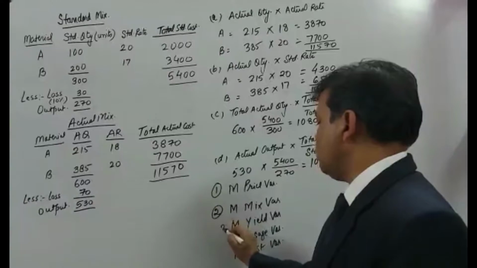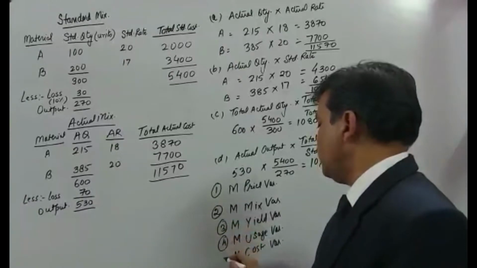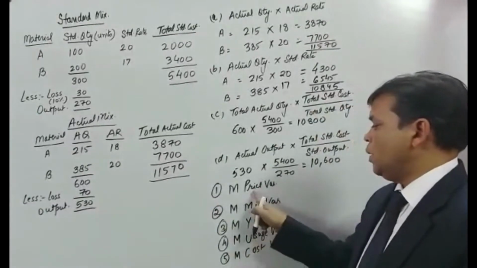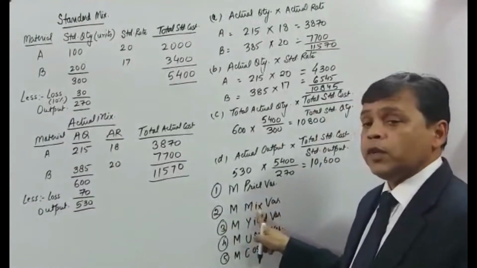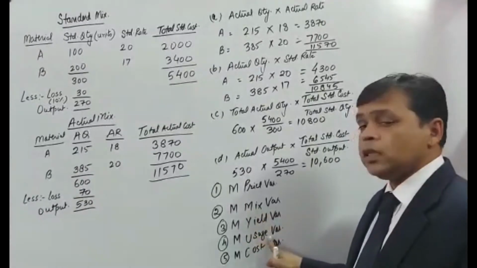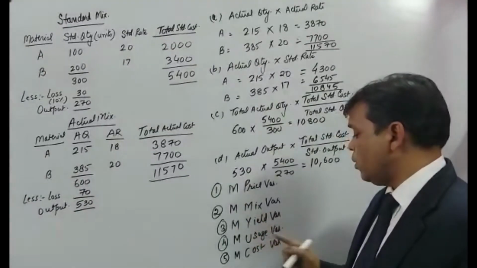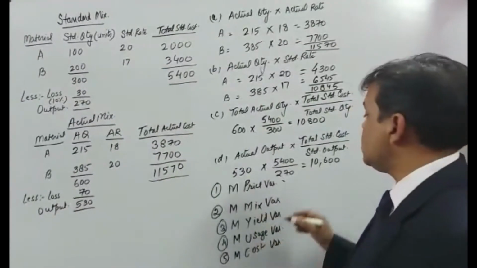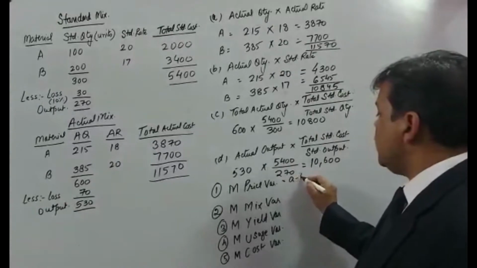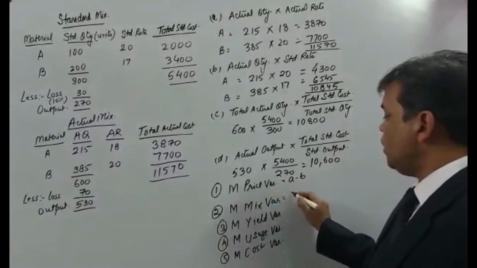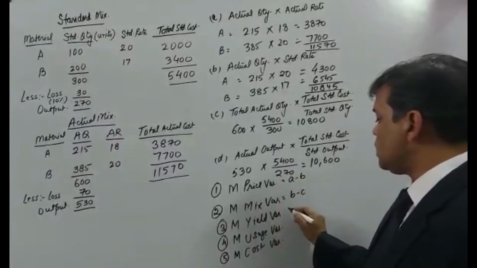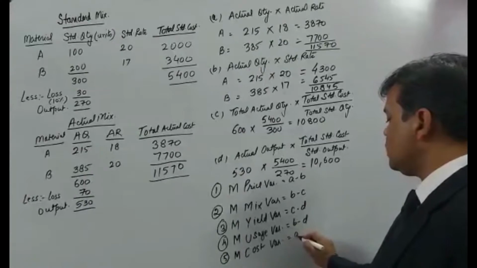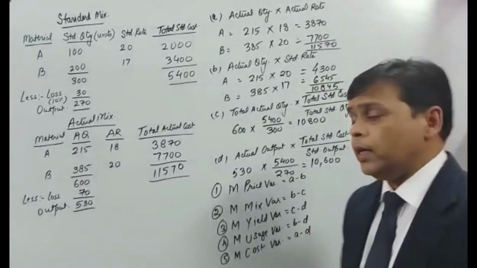For remembrance, we have made a shortcut of this, that is PMYUC. Material price variance, material mix variance, material yield variance, usage variance and the material cost variance. Now the methodology of calculating the material variance is: price is A minus B, mix is B minus C, yield is C minus D, usage is B minus D, and cost is A minus D.